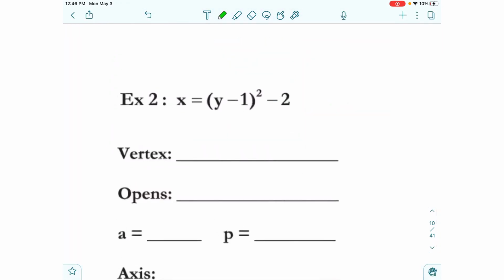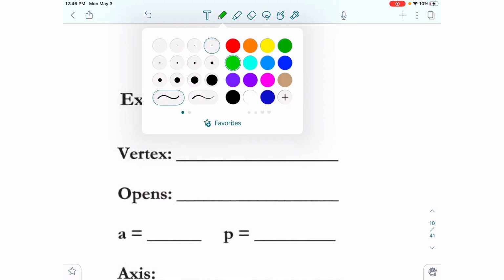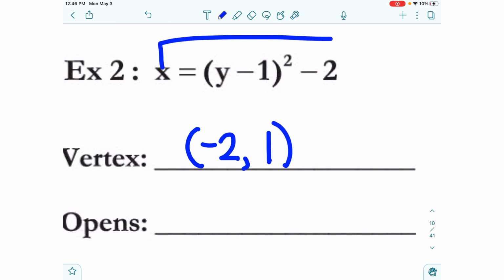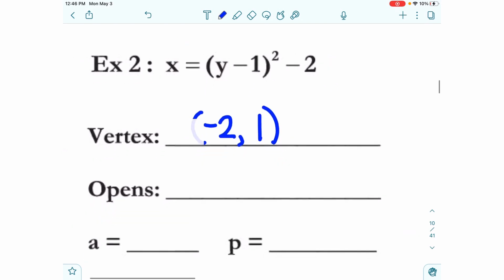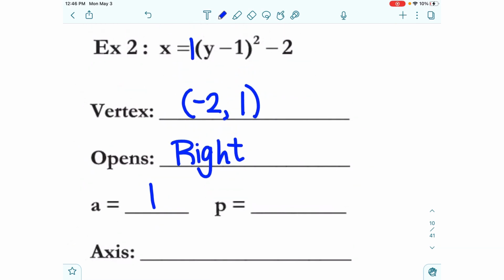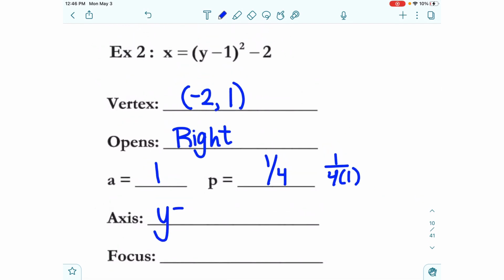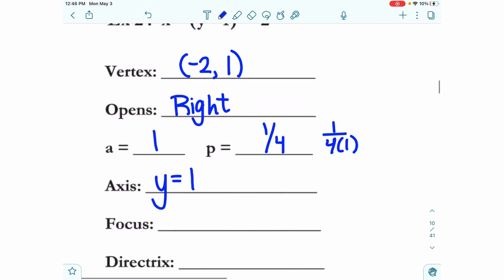Okay, so for the next one, we are going to start with the vertex, which is going to be -2, +1. So again, this is my now x value, and the y is +1. Change the sign. This is going to open right because a is +1. There's nothing in front of the parentheses, which is a +1. The p-value is 1/4 times 1, so that's a 1/4. Axis is y equals, the y value is 1.